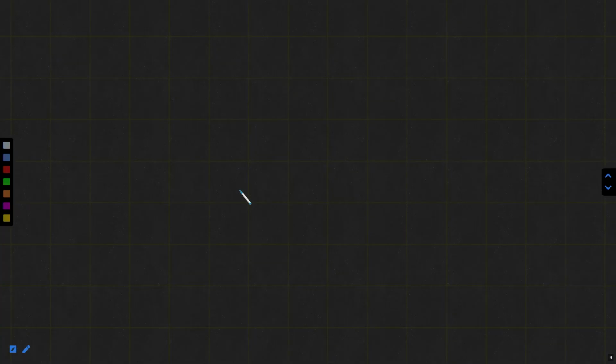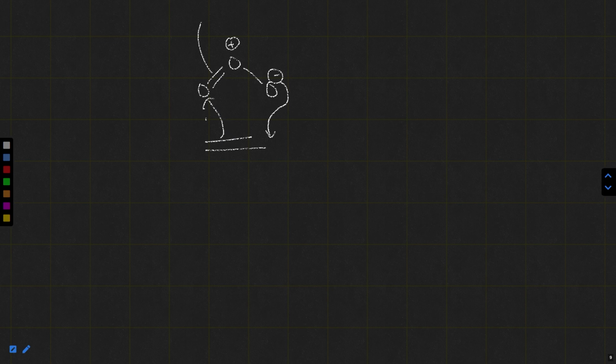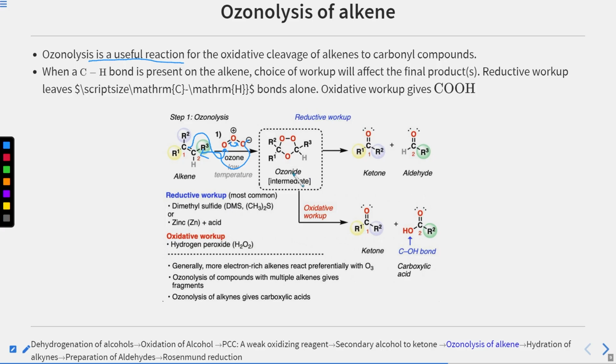So how does it look? You have a double bond here of the alkene, then you have your ozone. First this negative charge will attack here, then it will go here and it will move here. Suppose it is attached to some alkene. So at last you will get this kind of intermediate. So it is shown here also.